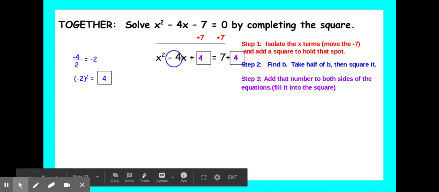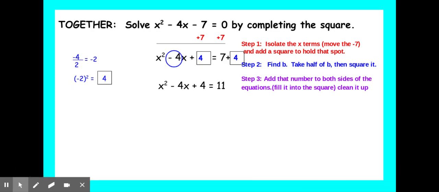Now, this equation looks really gross. So what we're going to do is clean it up. What do I mean by clean it up? Just make it look nicer. So the left-hand side is going to stay x squared minus 4x plus 4. The right-hand side, I'm going to add that 7 plus 4, and I'm going to get 11. So that's why the equation looks just like that.